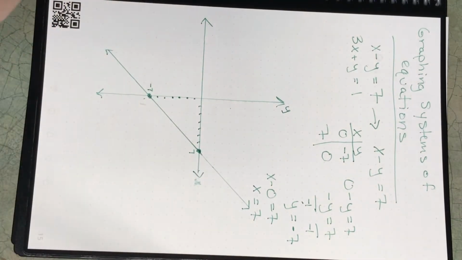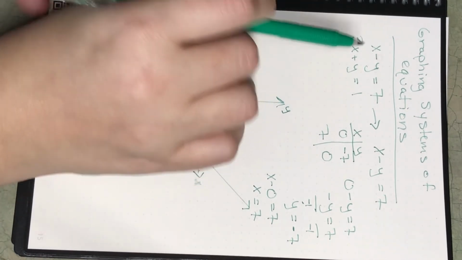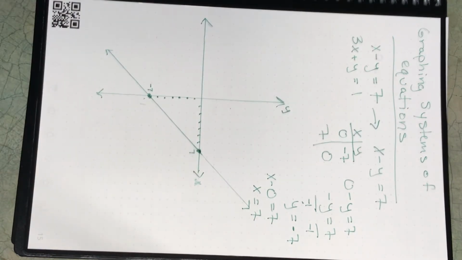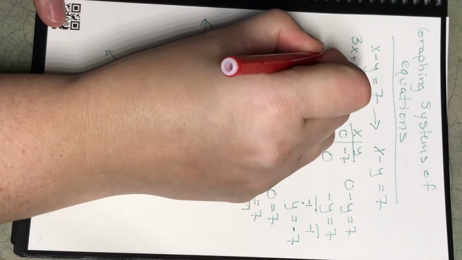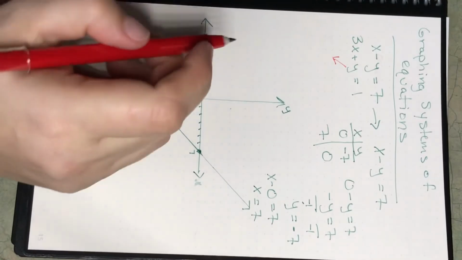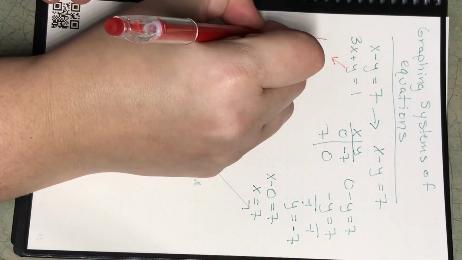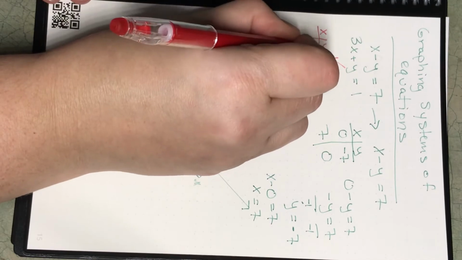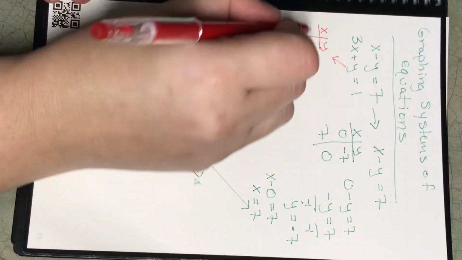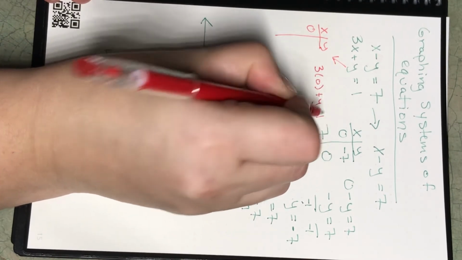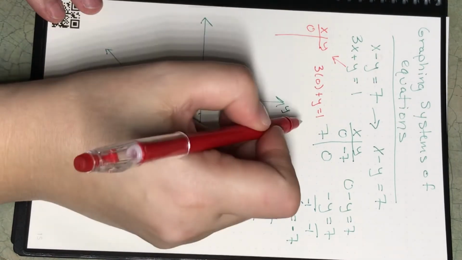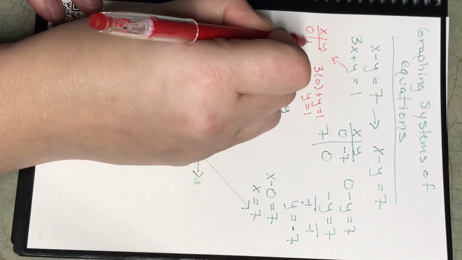All right, and then I have my other equation, which is 3x plus y equals 1. So I'm going to do the same process with this one. Use red for this line so we can tell the two different lines apart. So I'm going to substitute 0 for x. So 3 times 0 plus y equals 1. So 3 times 0 is just 0, so y equals 1.